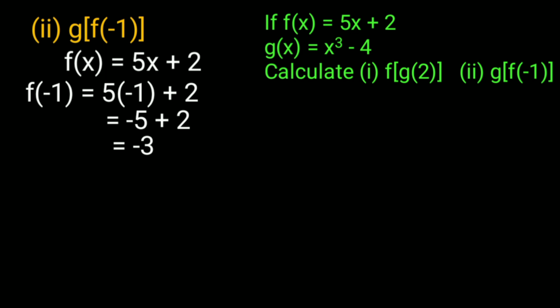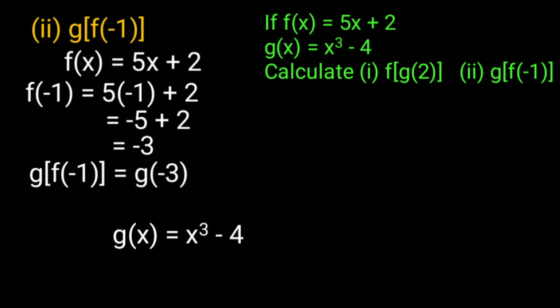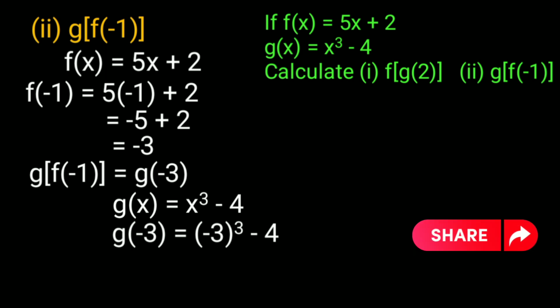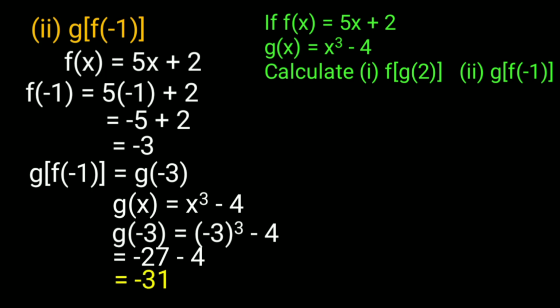And then we go back to write our g of f of x, which is g of f of minus 1, has become g of minus 3. So in that case, we recognize g of x, which is x cubed minus 4, and therefore we substitute minus 3 for the value of x in our g of x, and that becomes minus 3 cubed minus 4. Minus 3 cubed is going to give us a negative answer because the power is odd. So anytime you have an odd power, then your answer is going to be negative if your number is a negative value. And that gives us minus 27 minus 4. And of course, we do know that minus 27 minus 4 is equal to minus 31.